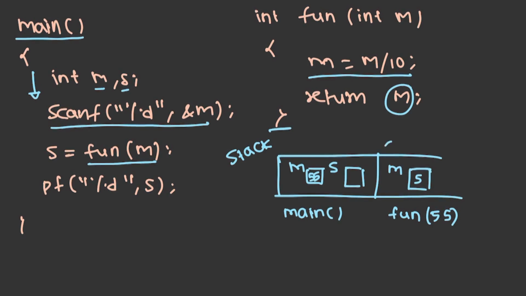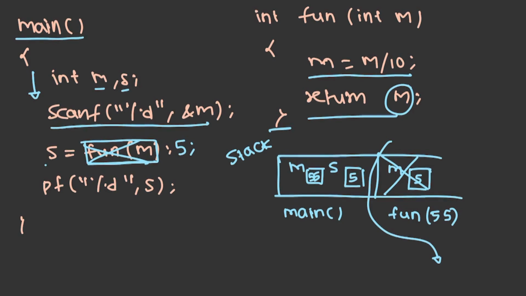We know that when the execution has been completed, it will be popped off and removed from the stack. But the value which is returned will be replaced with the function call. So in this position, 5 will be replaced. S will have the value of 5. In this statement, the value will be printed. After execution of the main function, it too will be popped off from the stack.